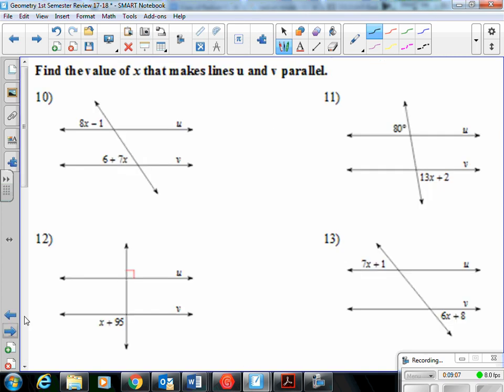All right. On to the next page. Find the value of x that makes lines U and V parallel. So we're using the same rules, just kind of in reverse. If it's in reverse, then that'll tell us, based on the rule, the lines will be parallel. So 8x minus 1 and 6 plus 7x are corresponding angles, which go from here.